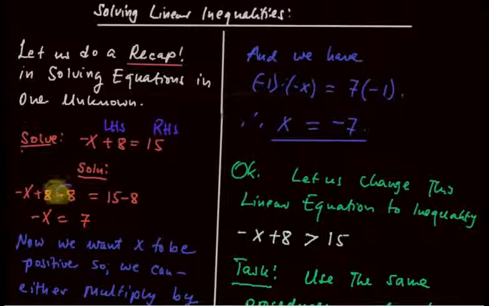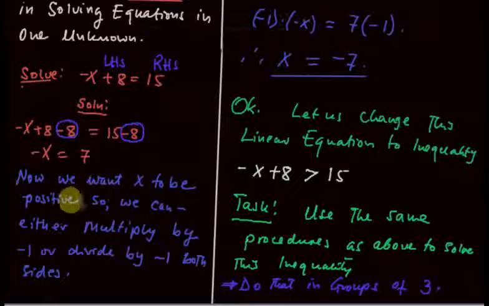So we did this here. We took away 8. We have to do the same in the right hand side, because we said whatever you do in the left hand side should also be done in the right hand side, or whatever you do in the right hand side, you do to the left hand side. So by doing that, we have negative x, because plus 8 minus 8 equal to 0, and that gives us negative x remains alone here. Negative x equal to 7, because 15 minus 8 is 7.